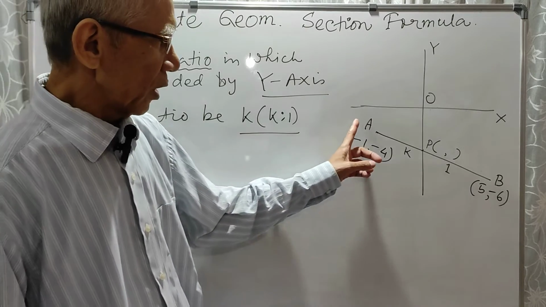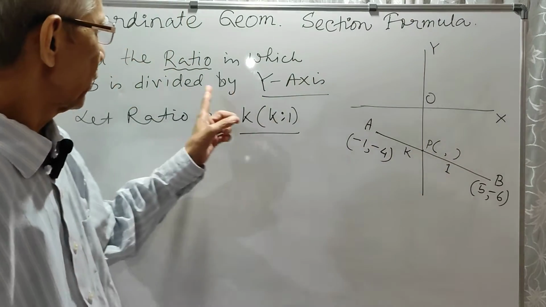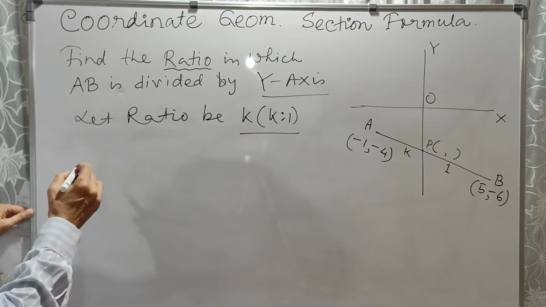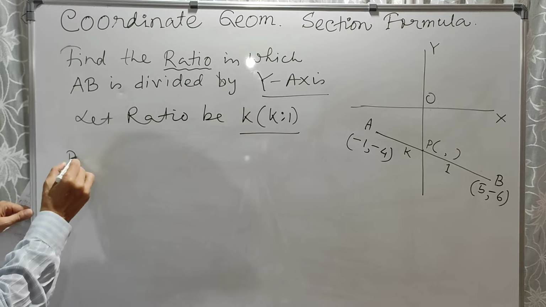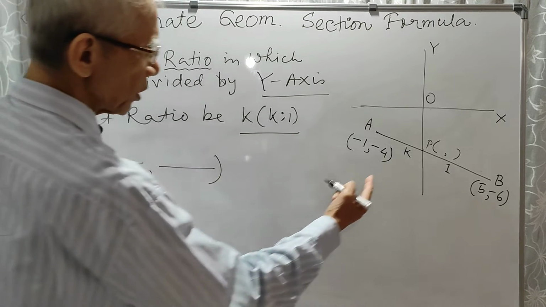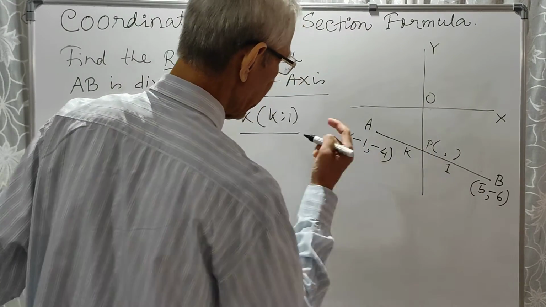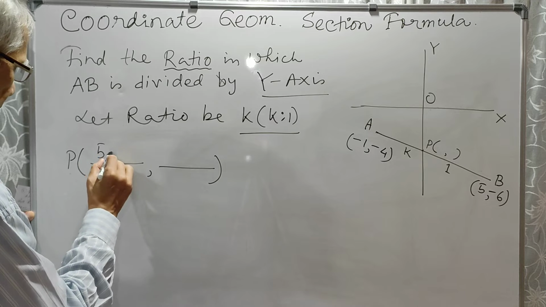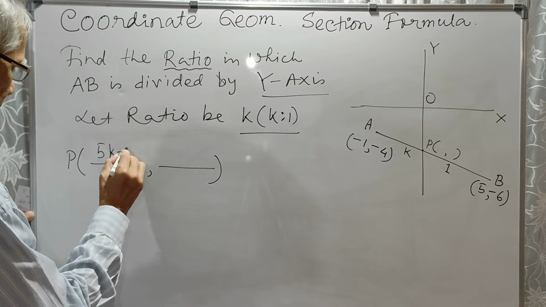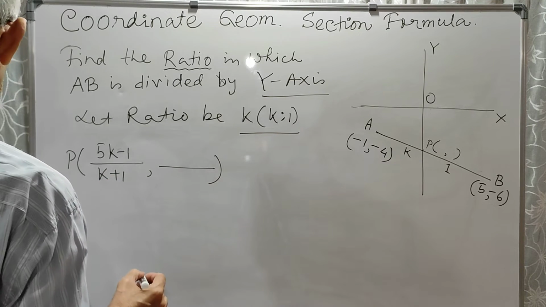So this straight line is divided by the y-axis. Now the method is as before. Using the section formula, what is P? Yes, opposite rule: k into 5 plus 1 into -1, that means (5k - 1) by (k + 1).